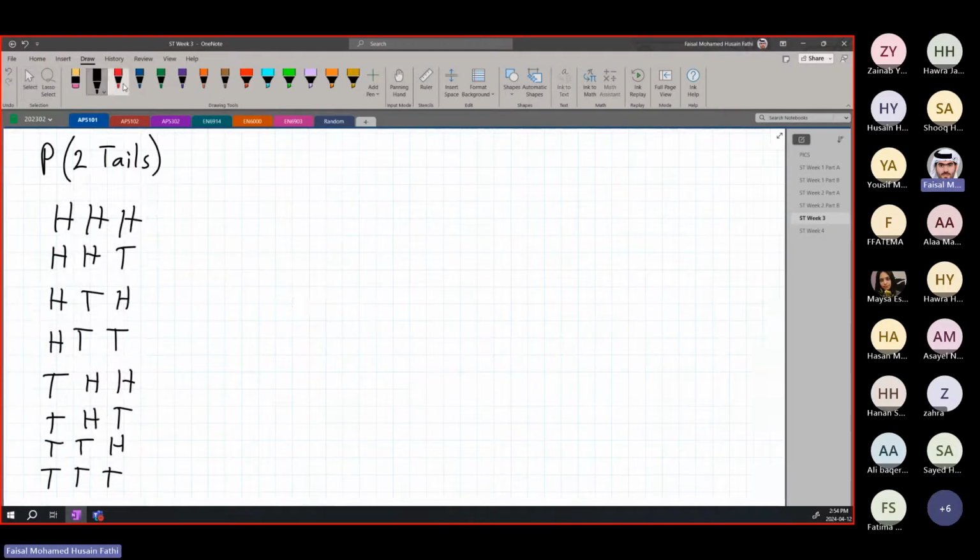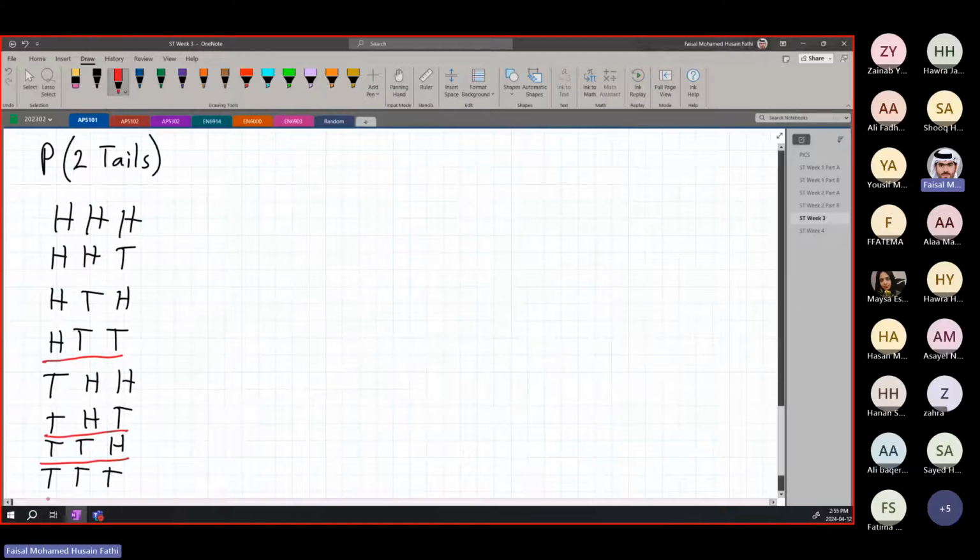We're going to look at the times that we are getting 2 tails. The first one doesn't have any tails. The second one has only 1. The third one has only 1. The fourth one has 2 tails. The fifth one has only 1 tail. The sixth one has 2 tails. The seventh one has 2 tails. And the eighth one has at least 2 tails. All right? So I'm saying at least 2 tails, not exactly 2 tails.